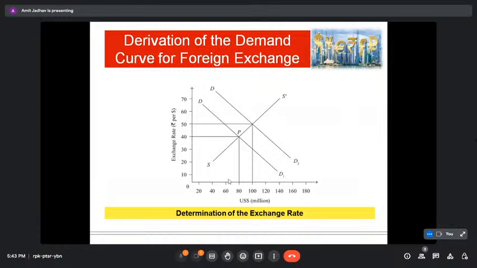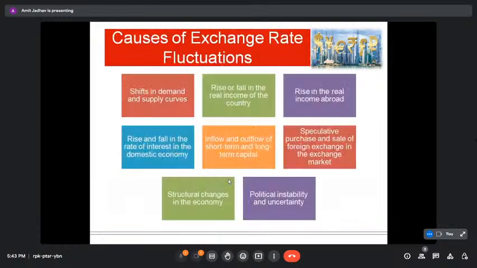Afterwards, it will be increasing until it becomes 50 rupees. So it's showing that if the demand for foreign currency is increasing continuously and supply is stable or constant, that will help to increase the exchange rate. So now we have to think about the causes of exchange rate fluctuation.